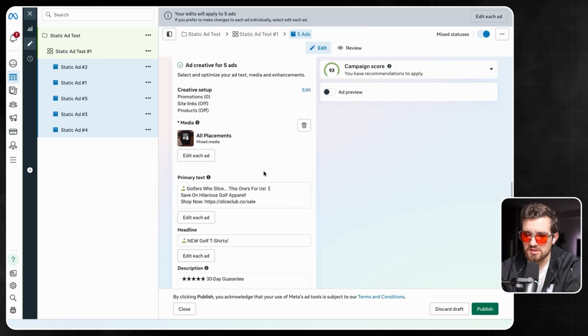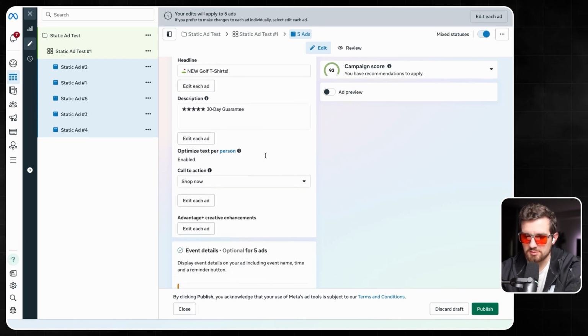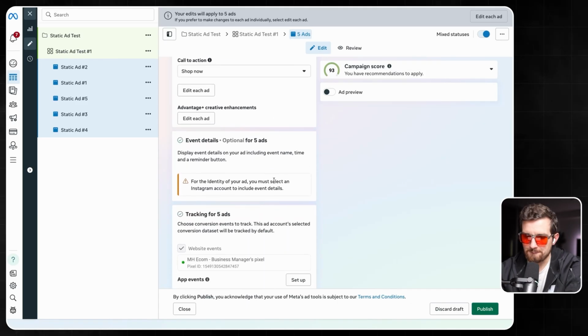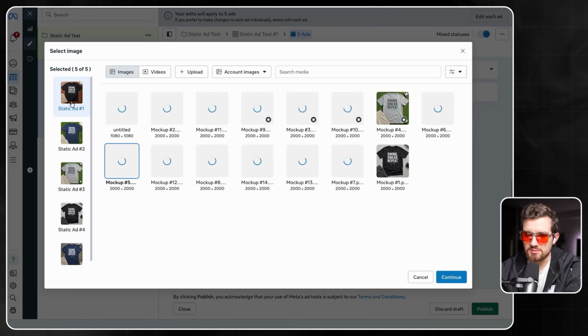Then, assuming that we don't have to change our ad copy, which basically your ad copy is not a problem if you have made it this far. And pretty much as long as you follow these best practices that we talked about, then your ad copy will never really be an issue. But what we do want to do is change each ad's media.